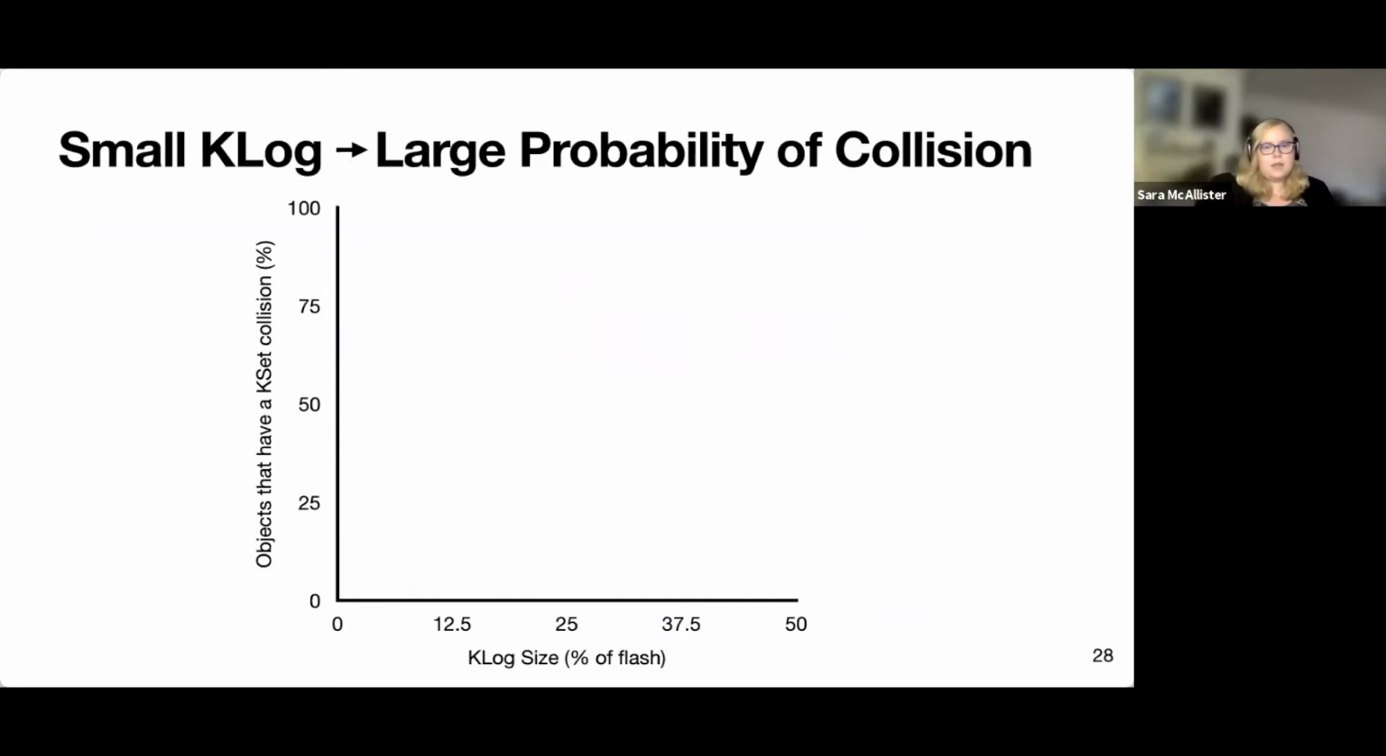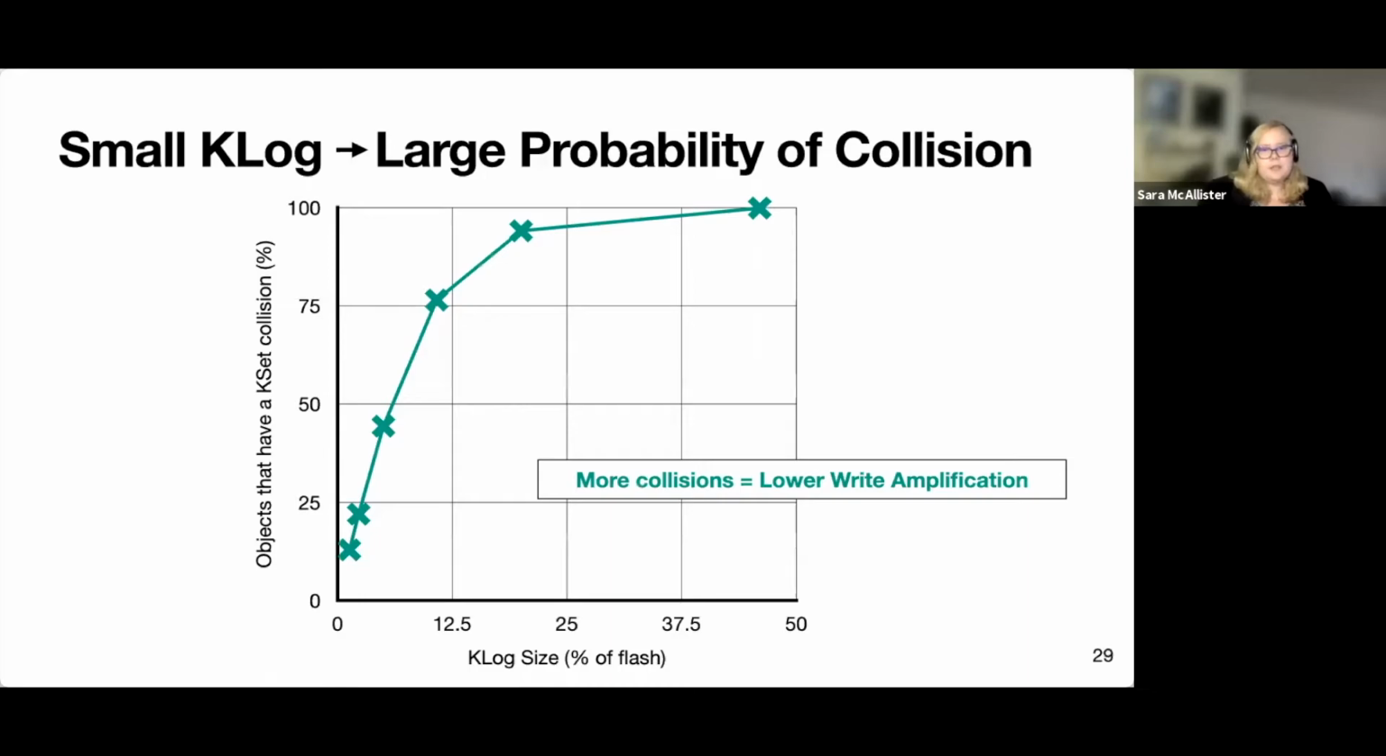You can see here on the graph, we have a y-axis that's the percent of the objects that have a collision in KSet when they get moved from KLog to KSet. And on the x-axis, we have the KLog size as a percentage of flash. So you can see even with a 5 to 10% KLog size, we have a high probability that we're going to get a collision, from 50 to 75%. And so even at a small KLog size, we can get a large number of collisions, which means we can lower our write amplification over a naive set-associative cache design.